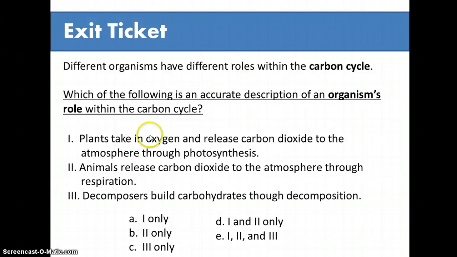Okay, let's go over this last answer. Which one of these following things is going to be correct for the carbon cycle? So first go through the Roman numeral questions. Plants take in oxygen and release carbon dioxide. That's not true. Plants do not take in oxygen, they take in carbon dioxide. So this is backwards, so one is definitely wrong. Two, animals release carbon dioxide through respiration. That's true. Three, decomposers build carbohydrates. Nope, decomposers break things down. So the answer is going to be two, which is going to be answer choice B.